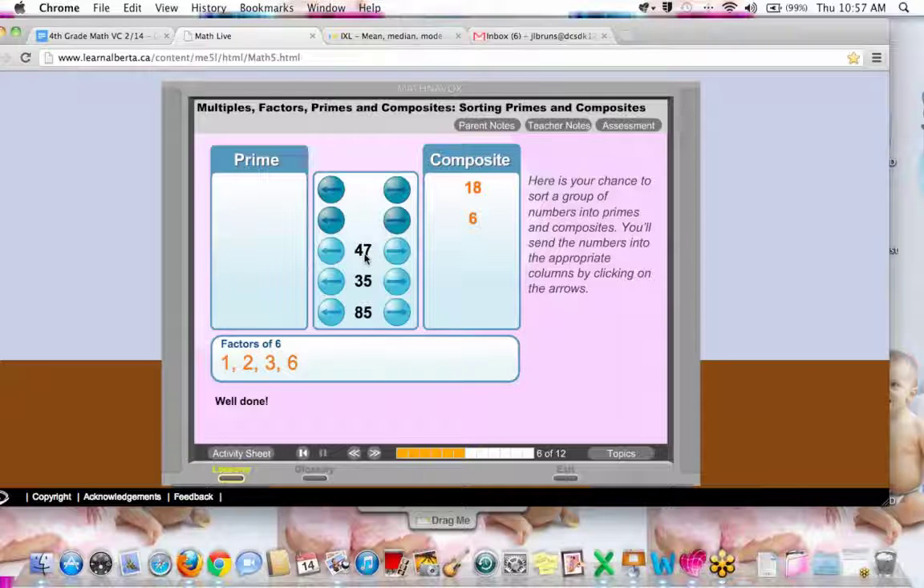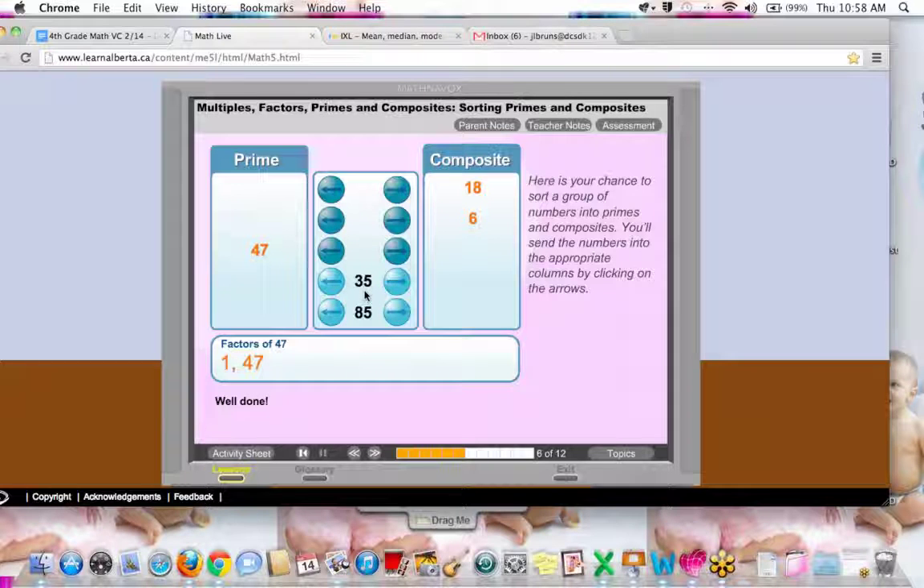47. Is that prime or composite? What do you think, Will? Well, I know I can multiply 1 times 47. Is there anything else I can multiply together to get an answer of 47? Oh, Will is muted. Oops. Sorry, Will. Go ahead. It's a composite. You think so? Yeah. Oh, there's only 2 factors. Oh, yeah. So it's prime.